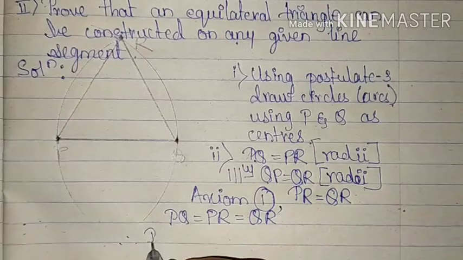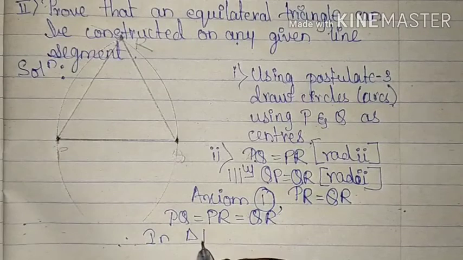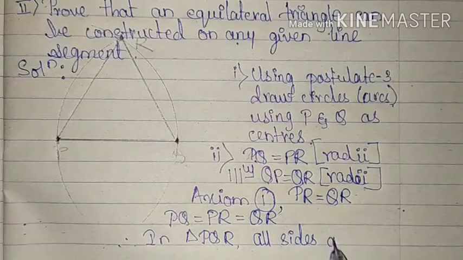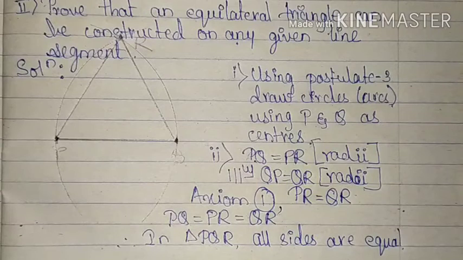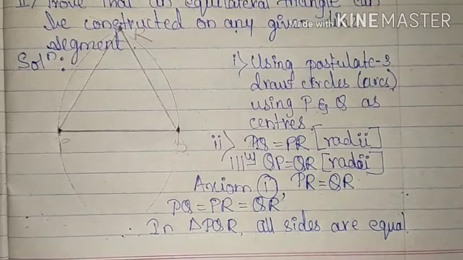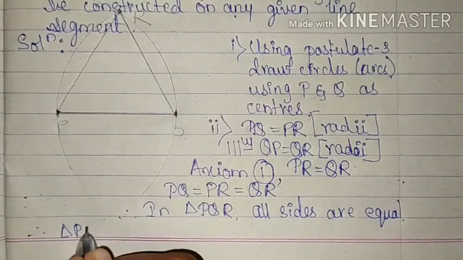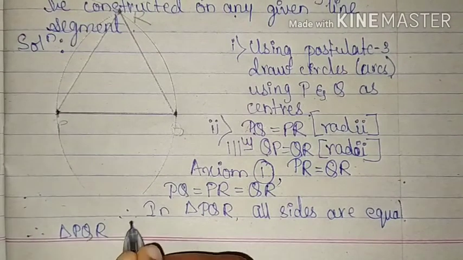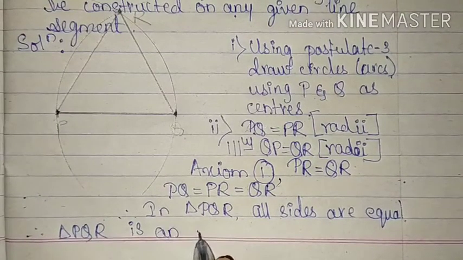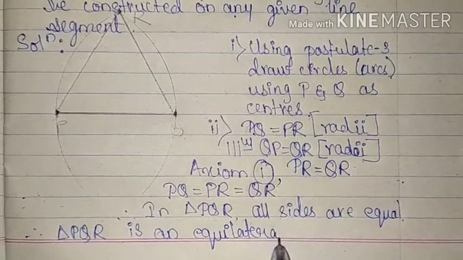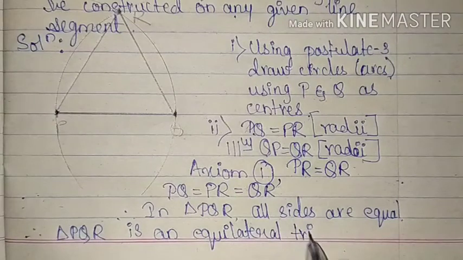Therefore, in triangle PQR, all sides are equal. When all sides are equal, that triangle is known as an equilateral triangle. Therefore, triangle PQR is an equilateral triangle.